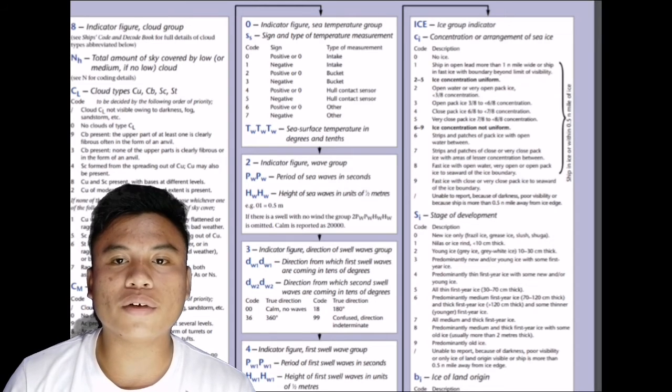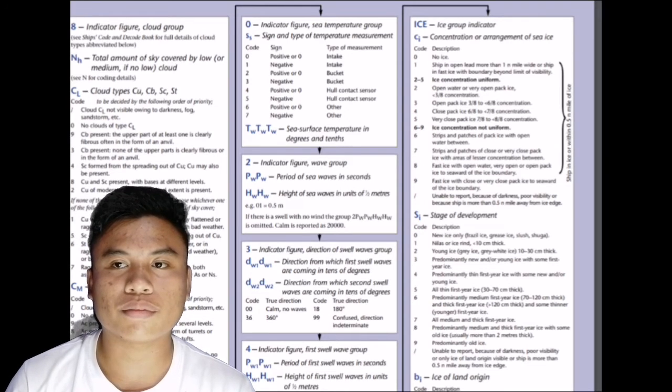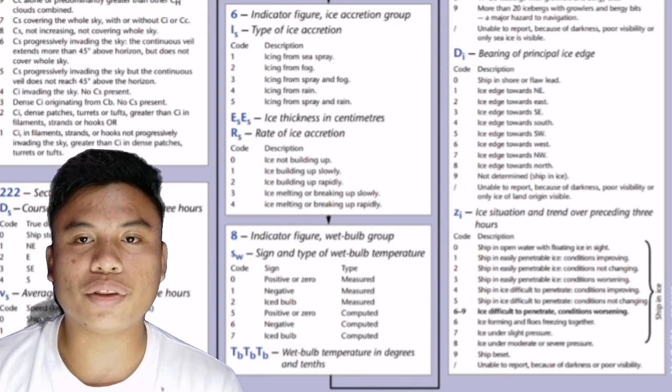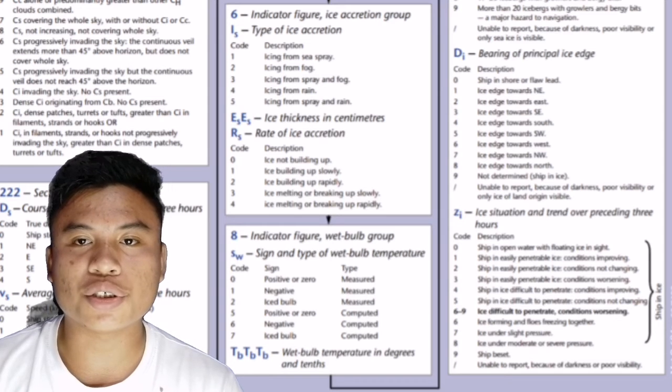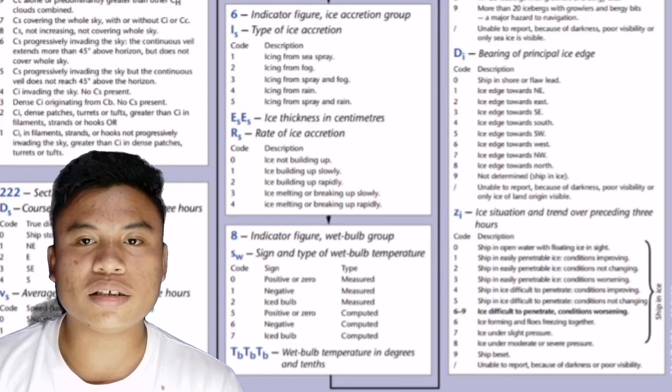4 would be the indicator figure for the first swell of the wave group. PW1 would be the period of first swell waves in seconds. HW1 would be the height of first swell waves in units of half meters. 6, indicator figure for the ice accretion group. IS would be the type of ice accretion. ES would be the ice thickness in centimeters. RS would be the rate of ice accretion.